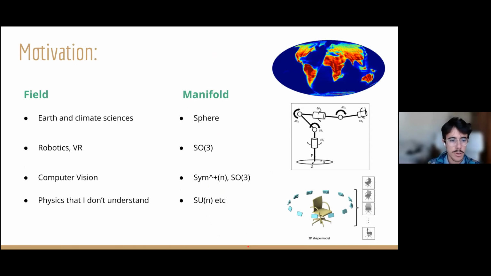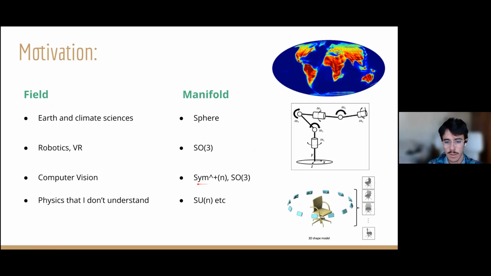So why do we care about that? To be honest, in the literature so far, I feel like most of the applications are kind of toy-ish, but nonetheless it is quite interesting. In Earth and climate sciences, you can assume that the Earth is spherical, and then you may want to do variational inference or density estimation on that. In robotics or virtual reality, the SO(3) Lie group appears quite often.